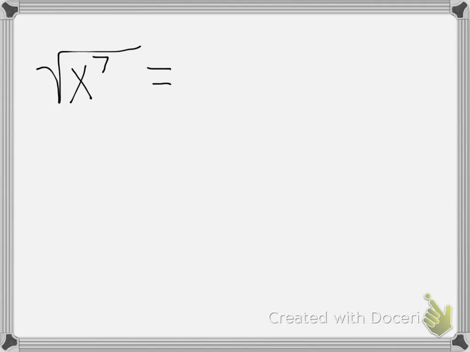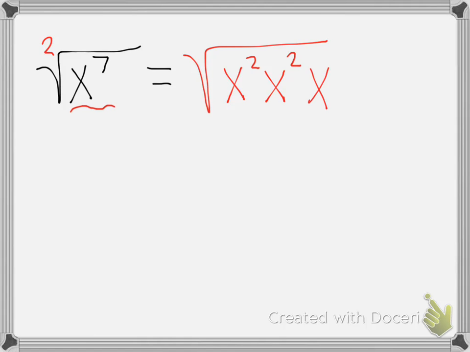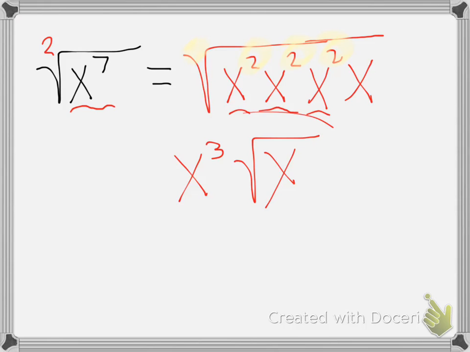Okay, so what index am I looking for? I'm looking for an index of 2, right? So I'm going to write this x to the 7th in powers of 2. So I know that that's x squared, there's 2 of them, that's 4, there's another 2, that's 6, and there's 7 of them, so there's 1 more. I'm writing them in powers of 2 because I want my index to match my exponent. So now these 3 come out, and they make x cubed on the outside of the radical, and I still have an x on the inside of the radical.